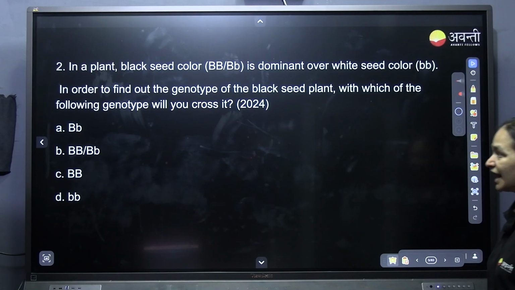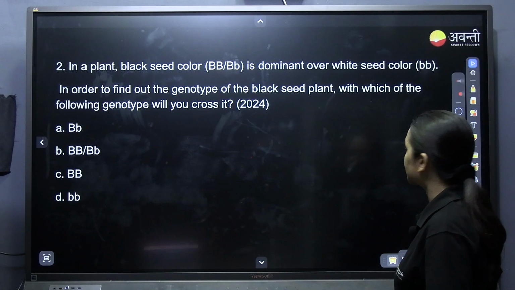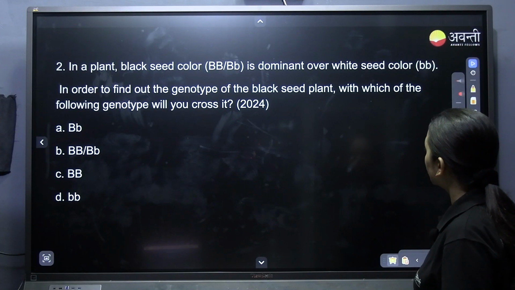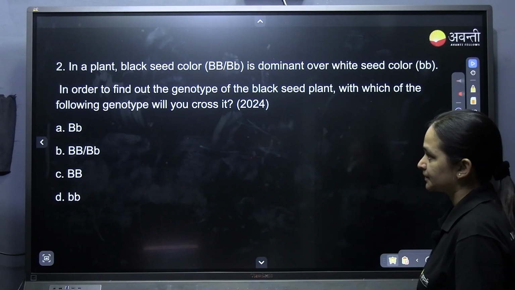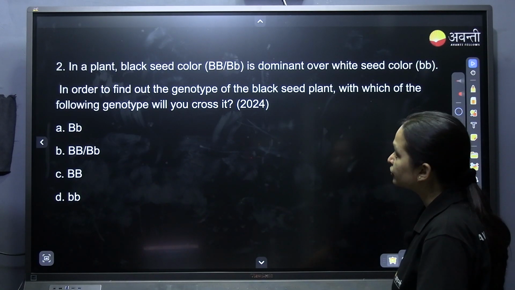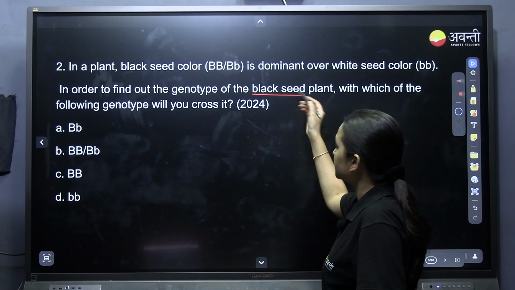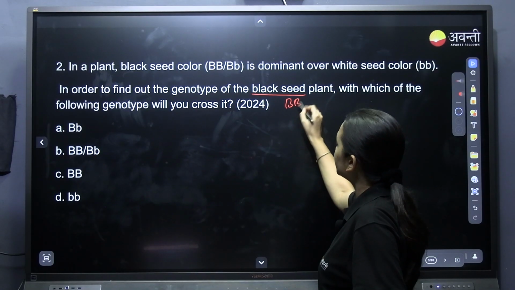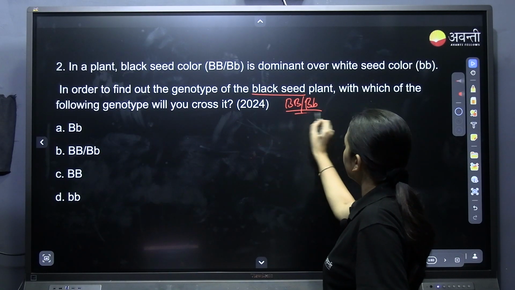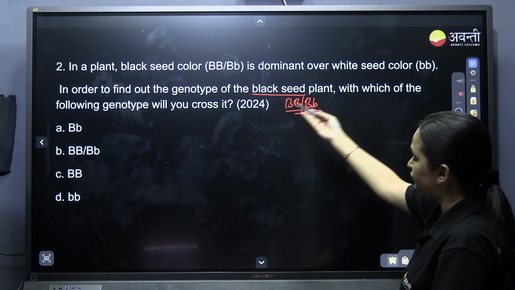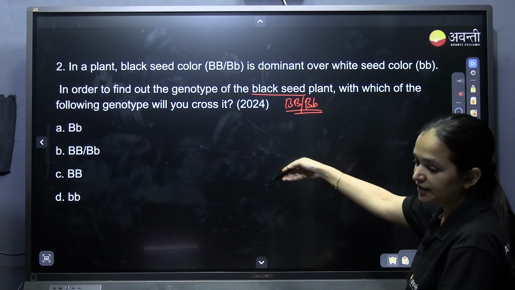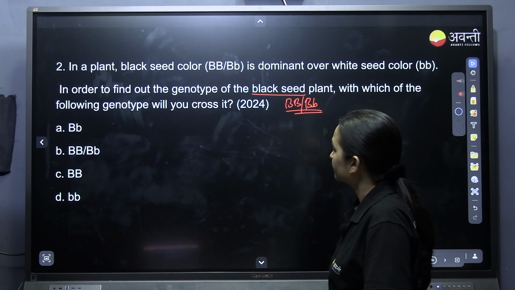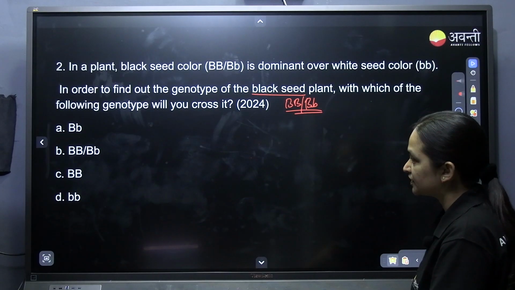In a plant, black seed color is dominant over white seed color. In order to find out the genotype of the black seed plant, with which of the following genotype will you cross it? As black seed is a dominant one, we don't know the genotype, it could be BB or capital B small b. In which genotype we should cross it in order to get test cross, by the way, test cross? Option A. Option A, is it correct?